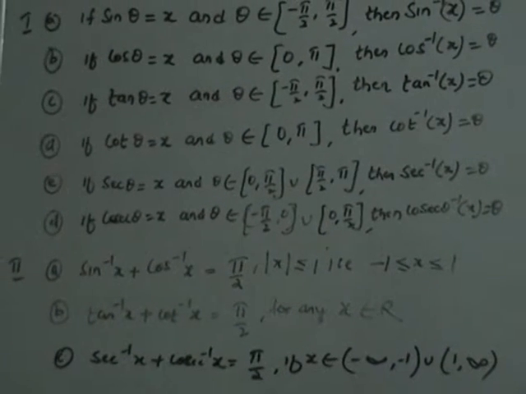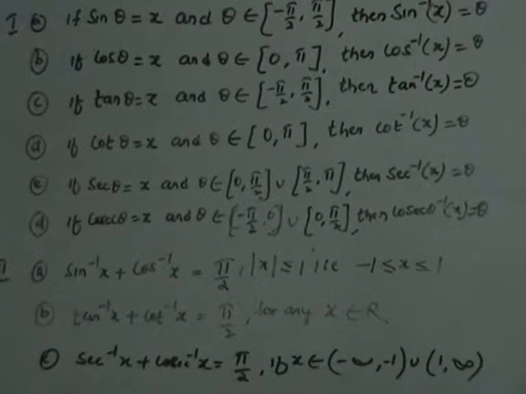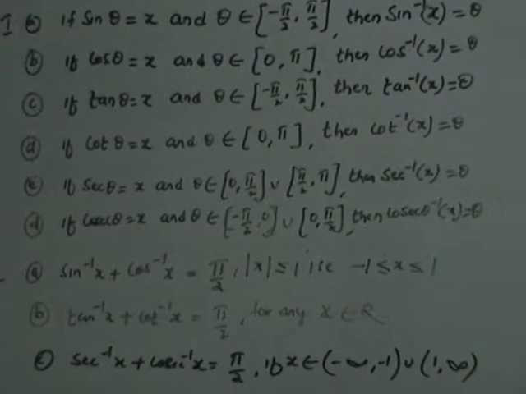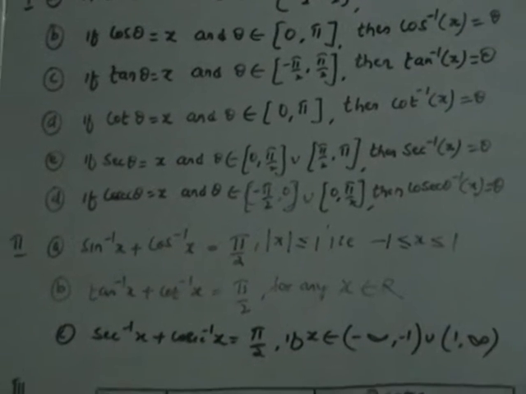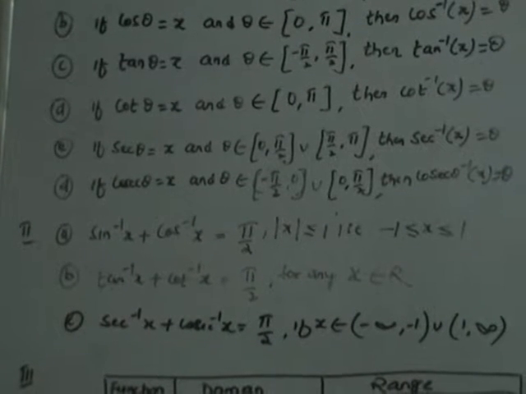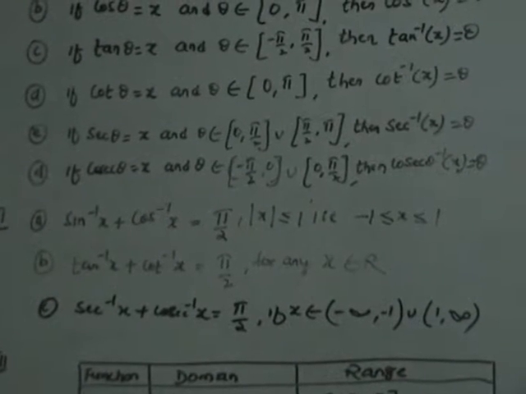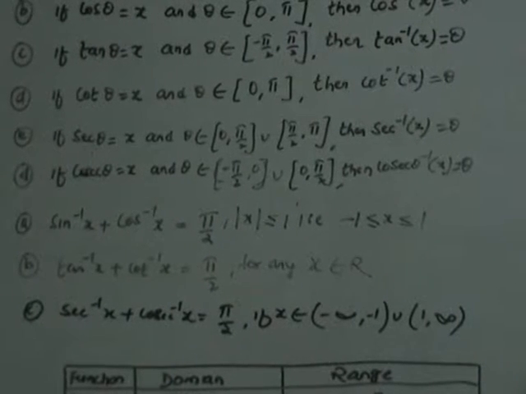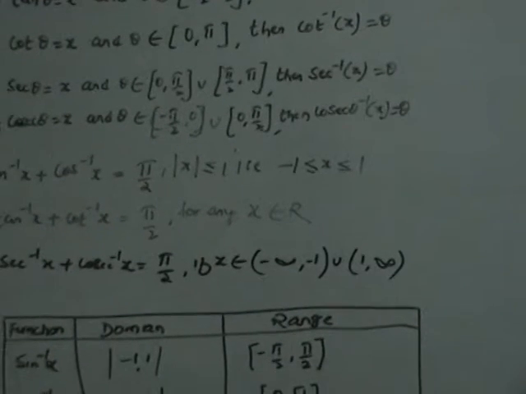And some more other functions are: sin inverse x plus cos inverse x is equal to pi by 2 if minus 1 less than or equal to x less than or equal to 1. And similarly, tan inverse x plus cot inverse x is equal to pi by 2 for any x belonging to R. Secant inverse x plus cosecant inverse x is equal to pi by 2 if x belongs to minus infinity to minus 1 union 1 to infinity.